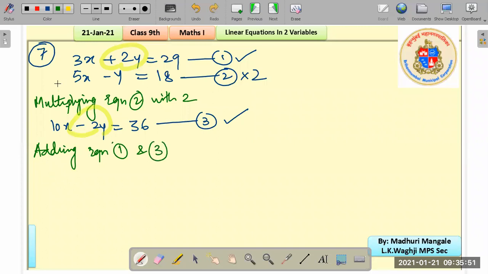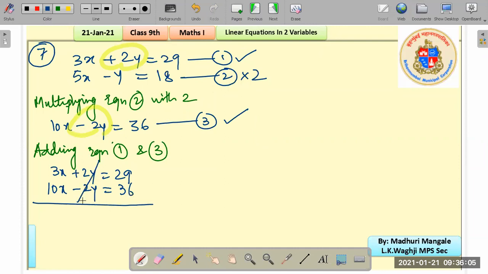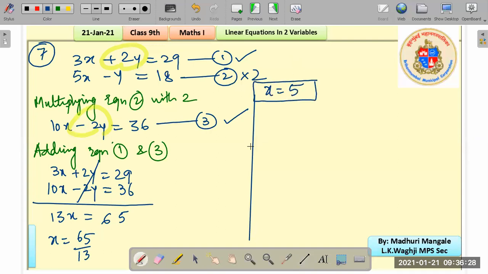So 3x plus 2y equals 29, and 10x minus 2y equals 36. Adding them, what do we get? Plus 2y minus 2y gets crossed out. We are left with 10 plus 3, which is 13x, equals 65. And x will be equal to 65 divided by 13. So we have got the value of x, that is x equals 5. 5 times 13 is 65.